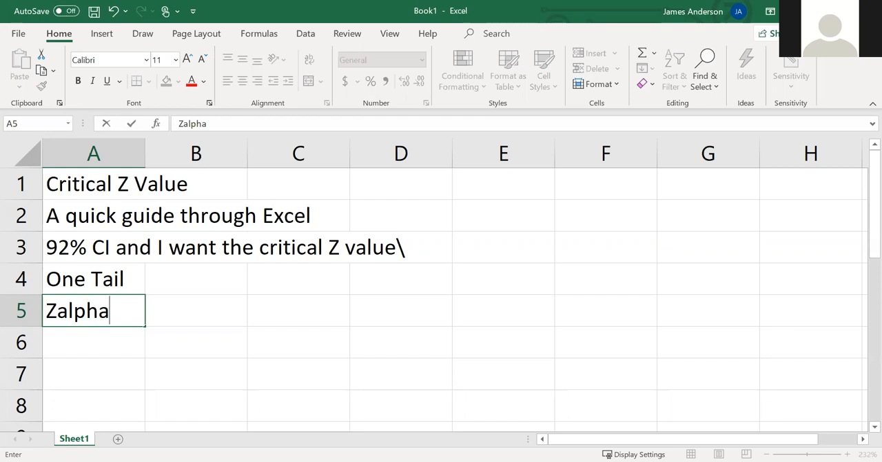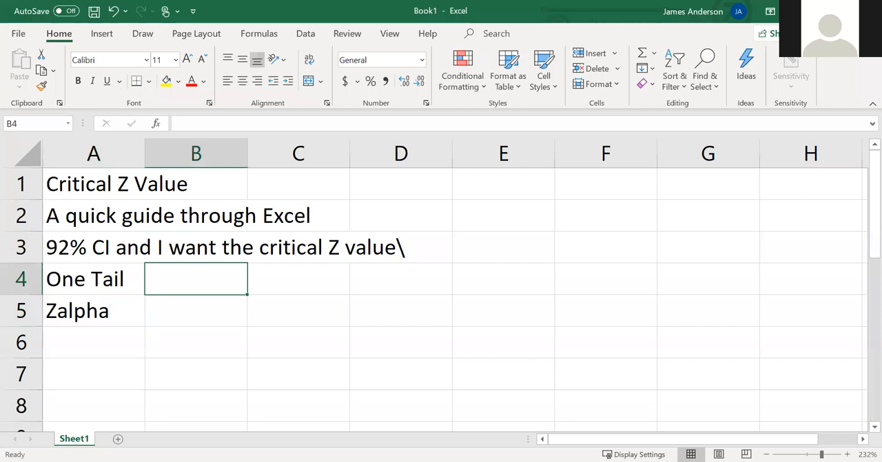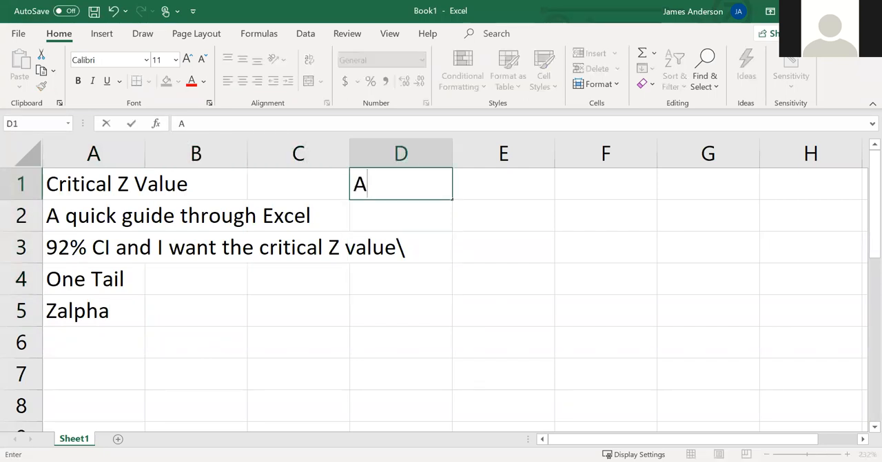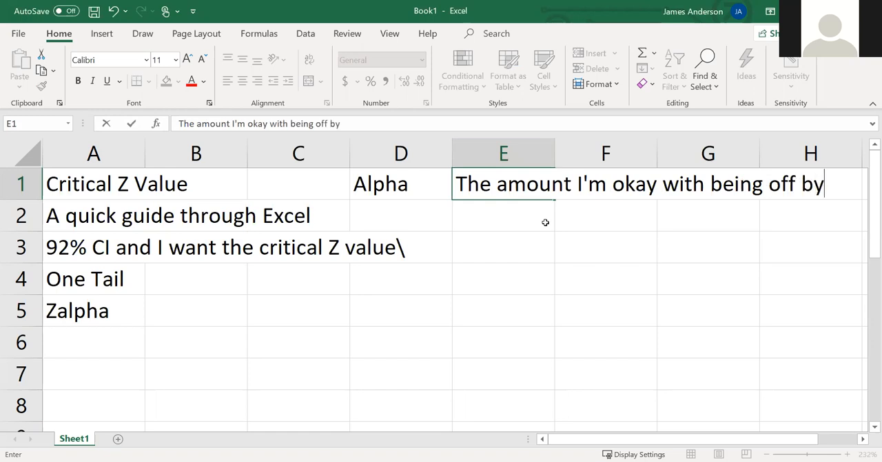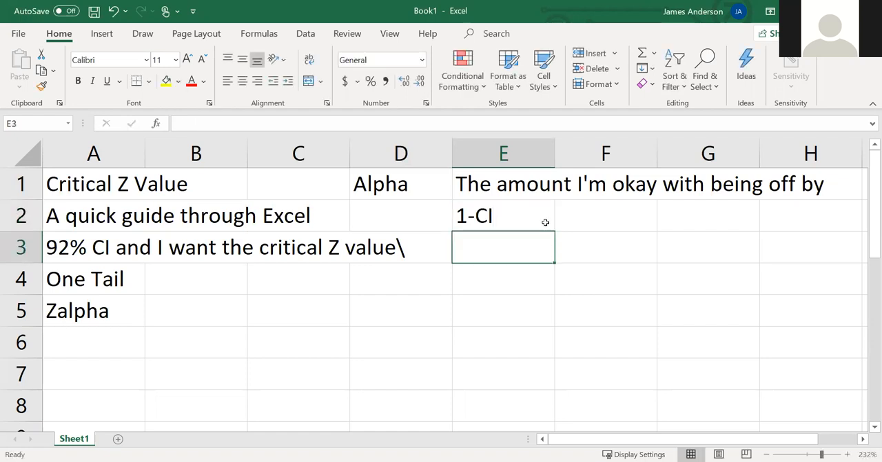Because if I'm looking for the 92% confidence interval, my alpha would be 1 minus CI. Easiest way to find it. So in this case, it'd be 1 minus 0.92. That would be my alpha. But it depends on what it's saying. So this is a Z alpha.